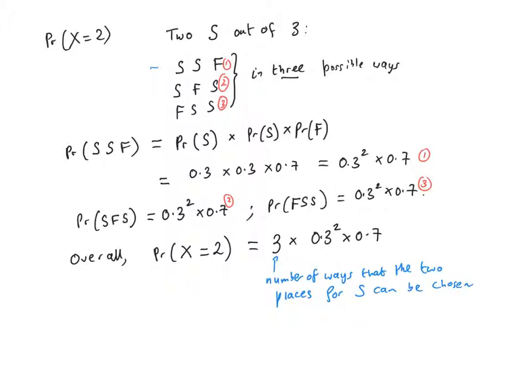So what do I mean by that? Well, in the first case, the 2 places for S are SS, the first 2, followed by an F. So if we look at the first one here, we've got first and second S's. And then we have the first and the third place is occupied by S. And here we have the second and third places occupied by S. So that's the 3 different ways we can choose the 2 slots out of the 3 where we're going to put the S.